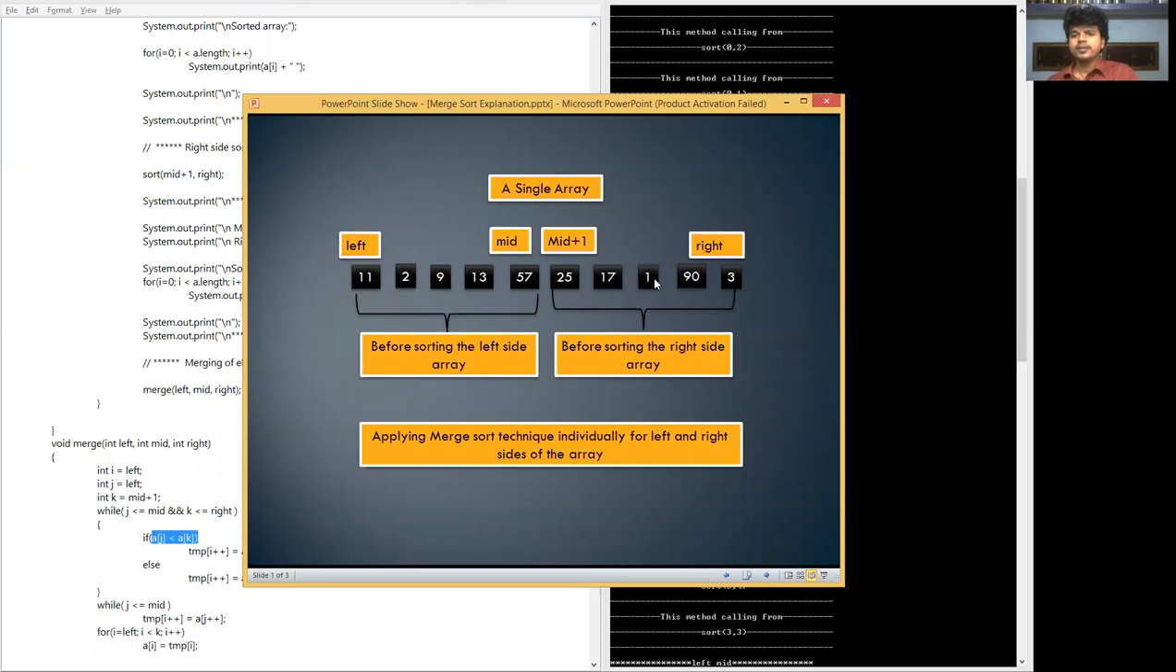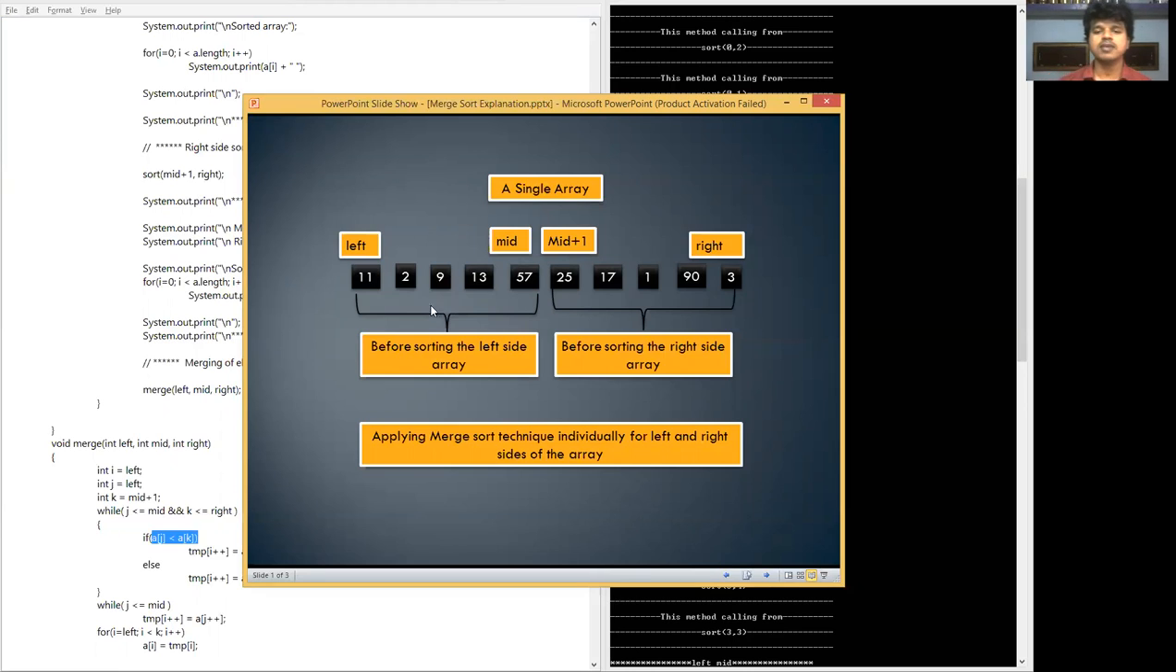In this MergeSort, we are going to use a technique that divides this entire array into two arrays. We are not maintaining two separate arrays, but the assumption is that the entire array is divided into two arrays. Here you see left, mid plus 1, and right. This is the mid of the array and this is mid plus 1. This is the right array and this is the left array.